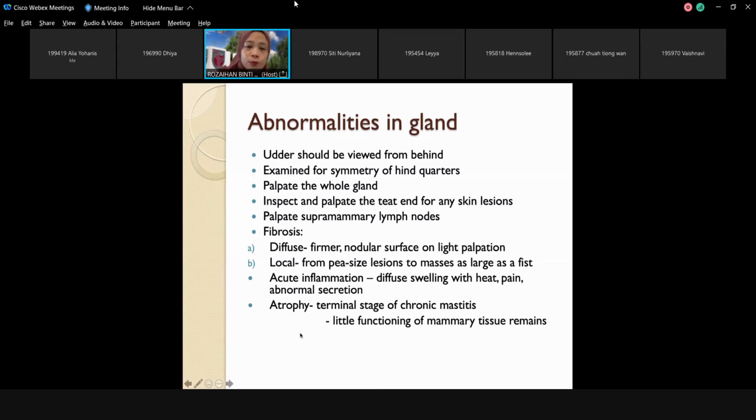And there's also a term called atrophy, meaning that it reduces in size. It usually happens also in chronic mastitis. At this stage, the mammary gland would not be functioning. There's nothing else you can actually do because it's already atrophic. All right.